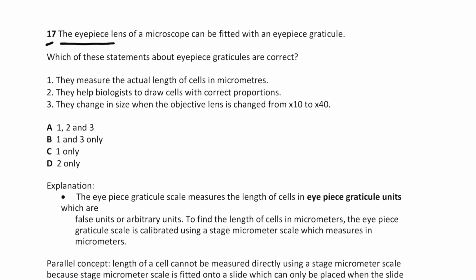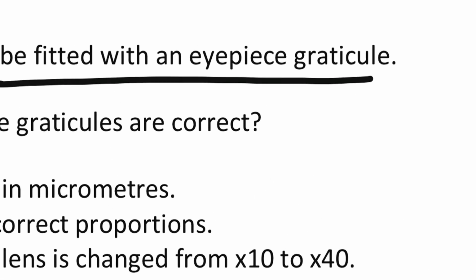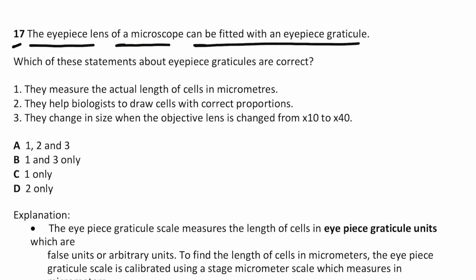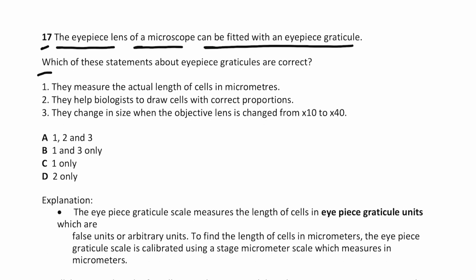The eyepiece lens of a microscope can be fitted with an eyepiece graticule. So guys, as you all know, in a microscope there is a device called the eyepiece, where an eyepiece lens is fitted, and through the eyepiece we look at the image on a microscope. So guys, this eyepiece is fitted with an eyepiece graticule, which is a scale. Okay, which of these statements about the eyepiece graticules are correct? So guys, they have written 3 statements regarding the eyepiece graticule, and we have to select the correct one.